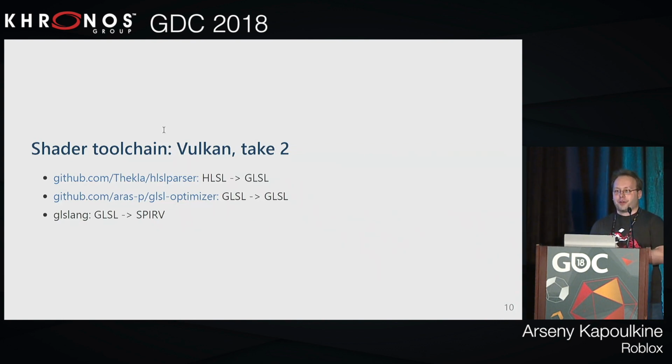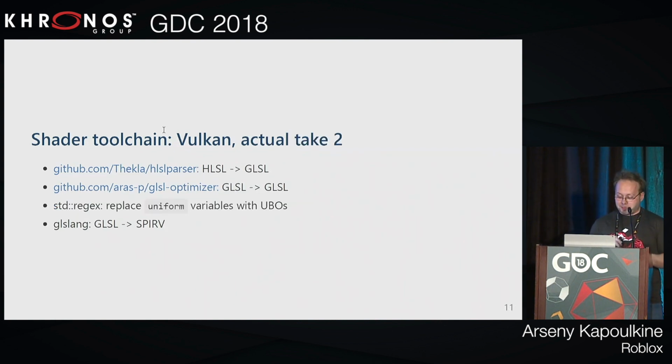The issue here, though, is that GLSL optimizer does not actually support GLES 3 or GLSL 3 compatible shaders. It does not support uniform buffers. Vulkan only supports uniform buffers. Well, I mean, we are software engineers. We know what to do. A bit of regular expression magic.